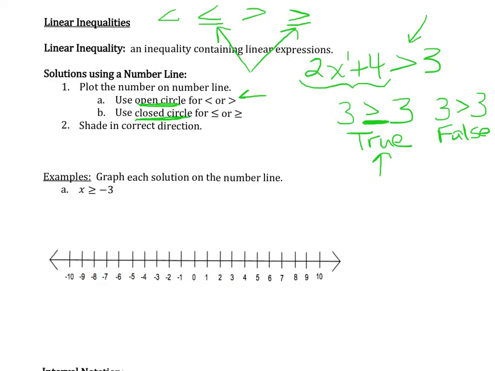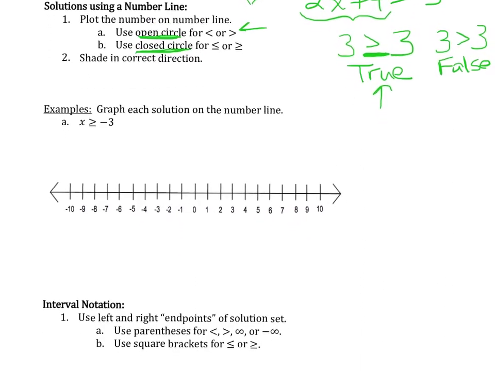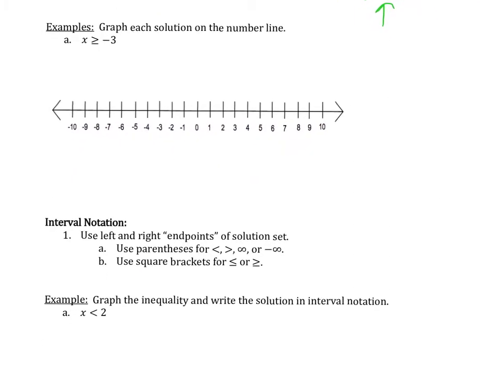Let's look at this first example. In part A, I want to graph each solution on the number line: x is greater than or equal to -3. Notice that the equal sign is under the greater than symbol. That means when I go to my number line at -3, I want to use a closed circle to plot it. That closed circle lets me know that -3 actually works. If I replace x with -3, I get -3 is greater than or equal to -3, and that is true. That is exactly why I'm going to use a closed circle here.